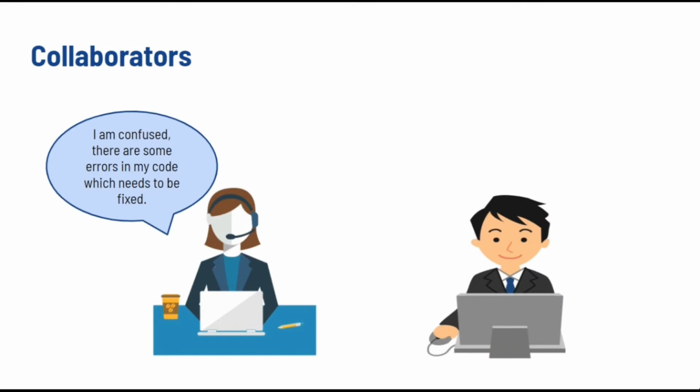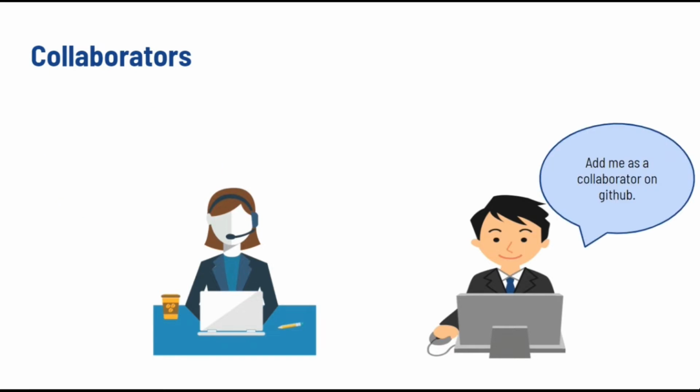I'm confused. There are some errors in my code which need to be fixed. Add me as a collaborator on GitHub and also give me the permission.